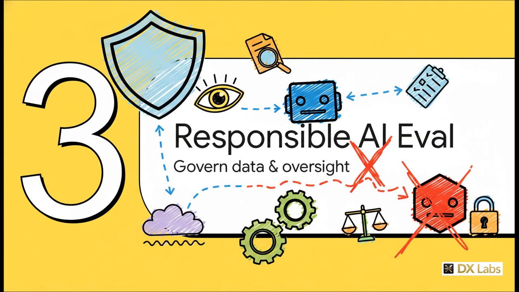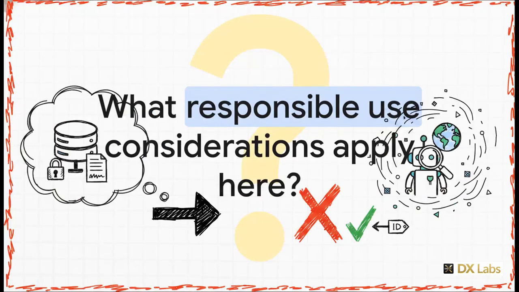Section 3. Responsible AI Evaluation. Data Governance and Human Oversight. As an AI architect, you simply cannot expose an integration like this to live users without meticulously evaluating your data processing terms and external agent reliability.